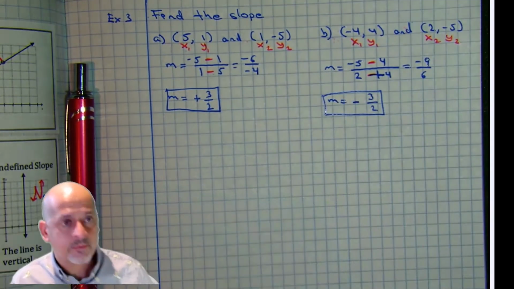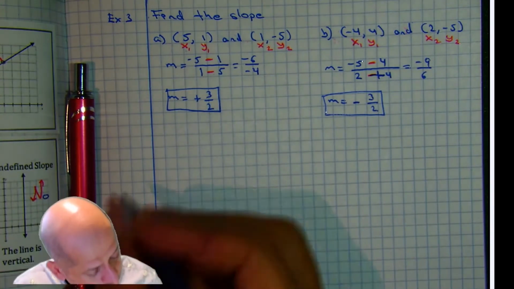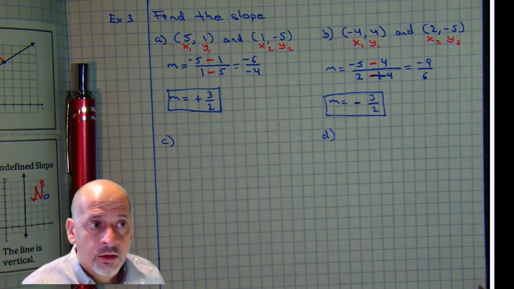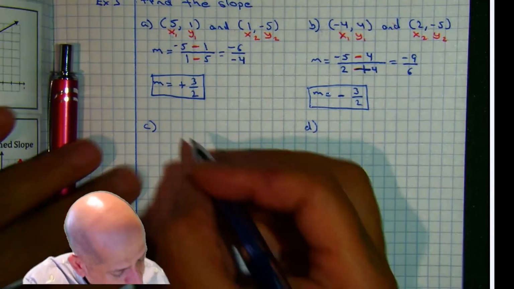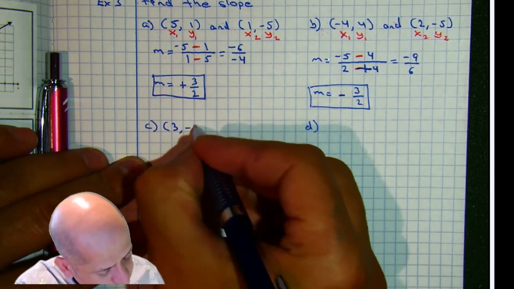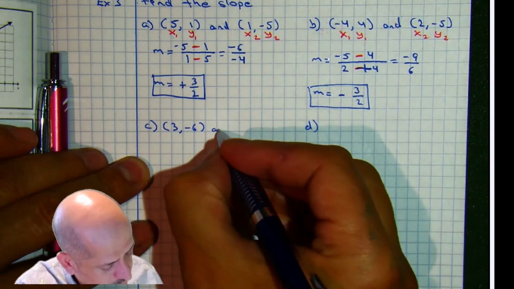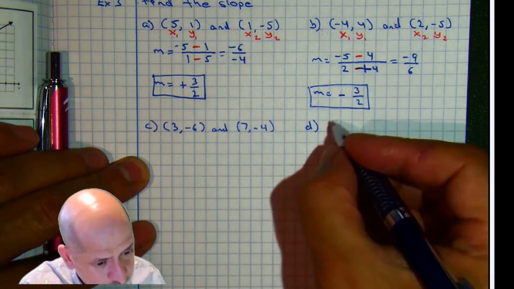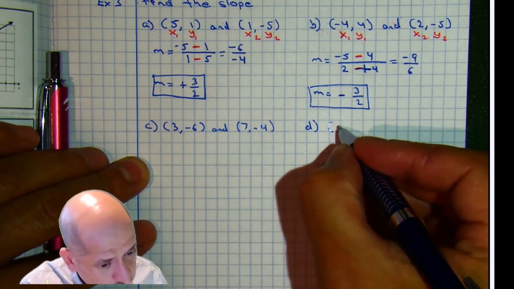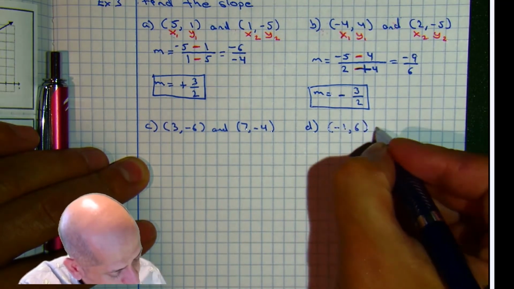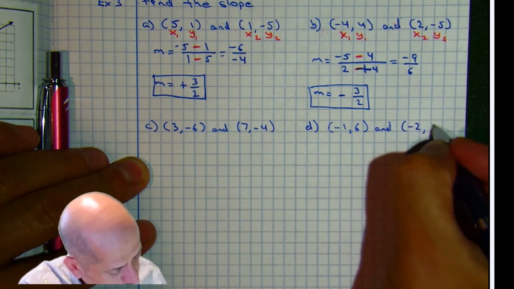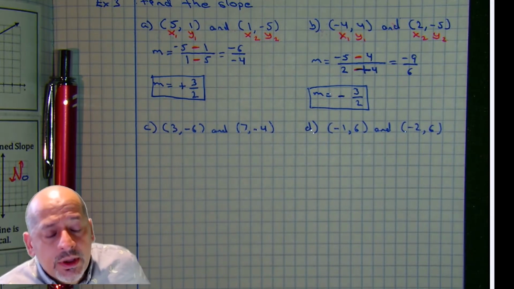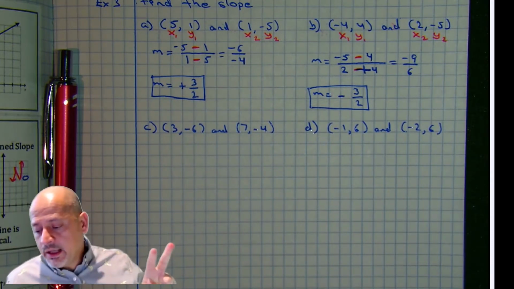Let's try 2 more. C and D. For letter C, we have 3 and negative 6, and 7 and negative 4. And for letter D, we have negative 1 over 6 and negative 2 over 6. So go and pause it, see if you can find the slope, and then we can check our answers. Go and pause it, and then I'll help you out.